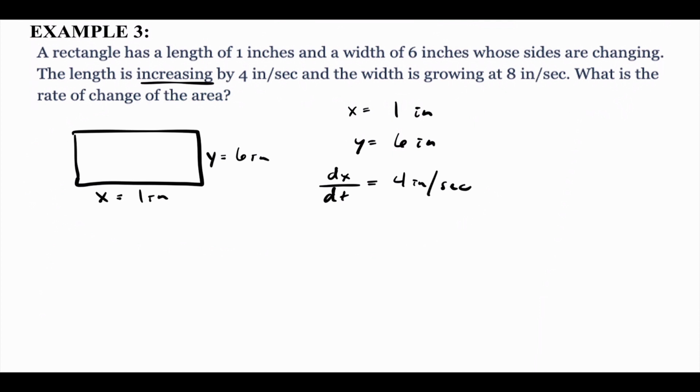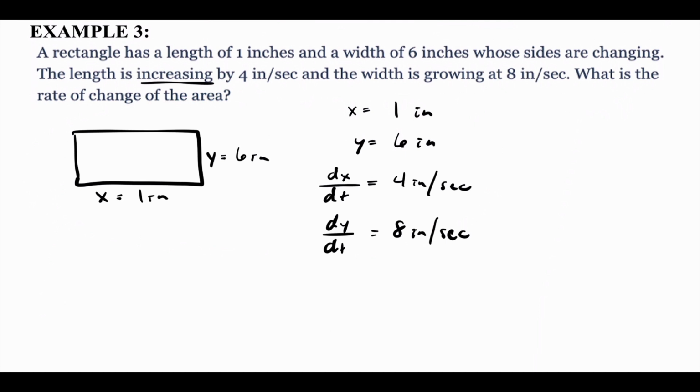I know one more thing. What else do I know? Good. So how would I write that? dy over dt, good, equals 8 inches per second. That's everything I know. Is there anything else that I haven't written down? I don't see anything. I think we wrote everything. That's the first step.